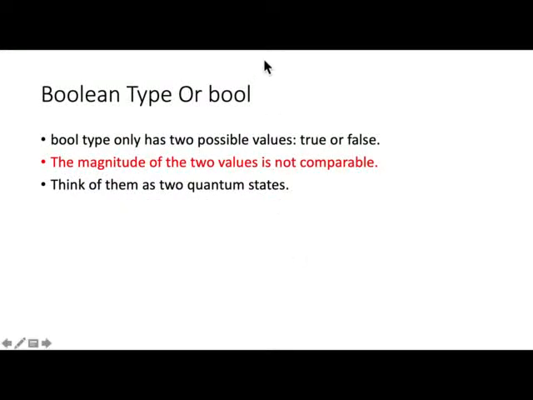You have Boolean type of bool. They have only two possible values, true or false. The magnitude of two values not comparable. You can't say which is larger, which is smaller, although in C++ that's not exactly true. Think of them as two quantum states. Okay? All right.